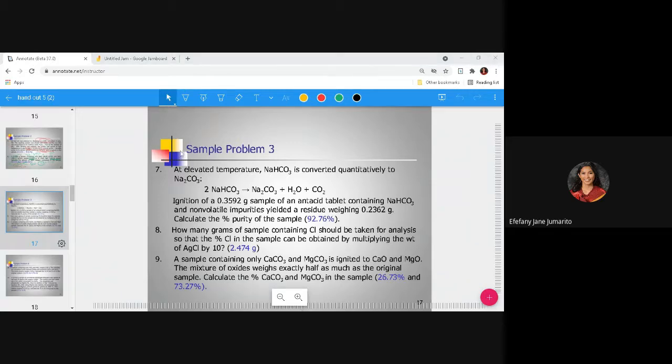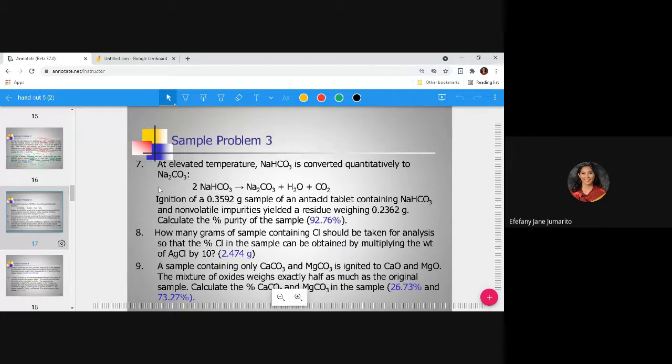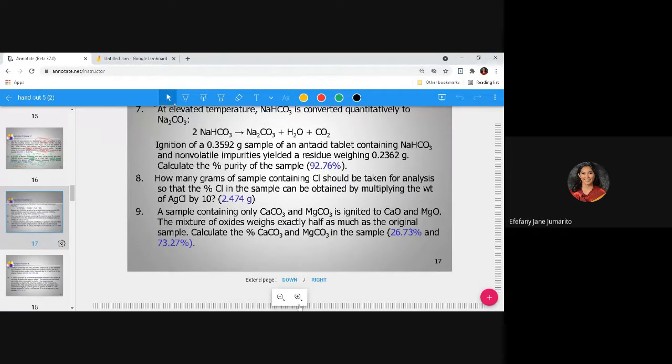So here, let's do number 8. Let's skip number 7, because number 7 is not precipitation, it's volatilization. Still, it's gravimetric analysis. Now, let's go to number 8. Please read number 8.